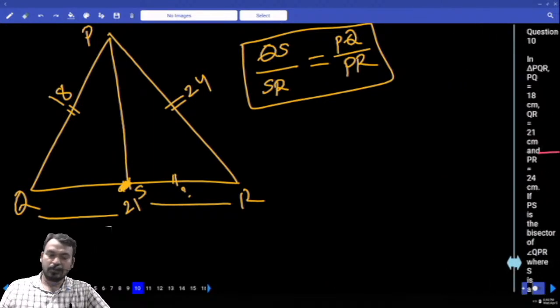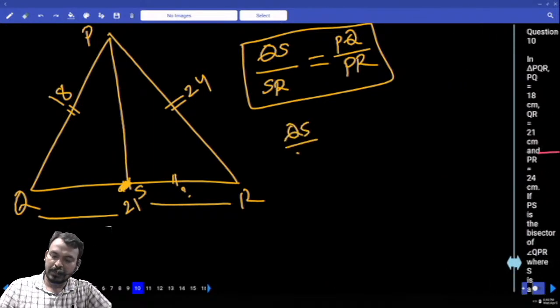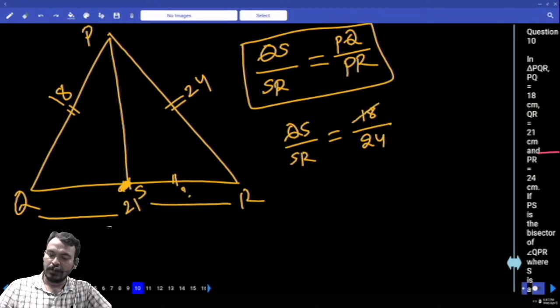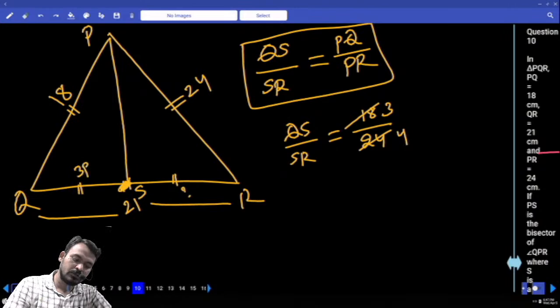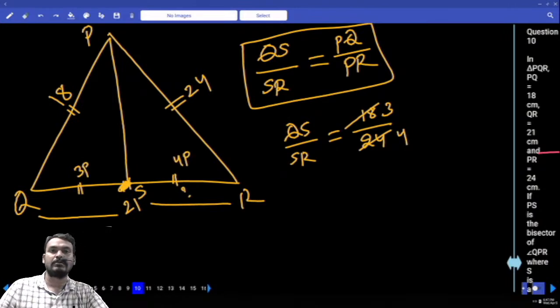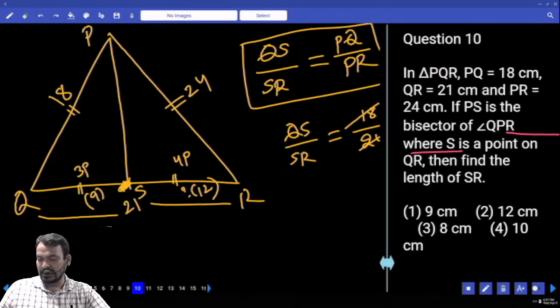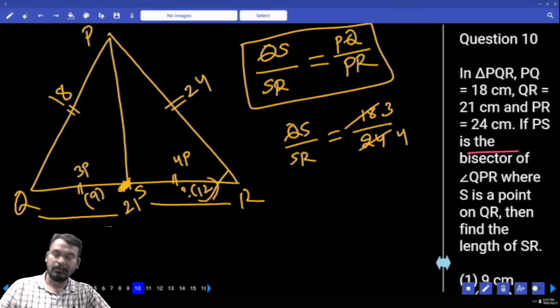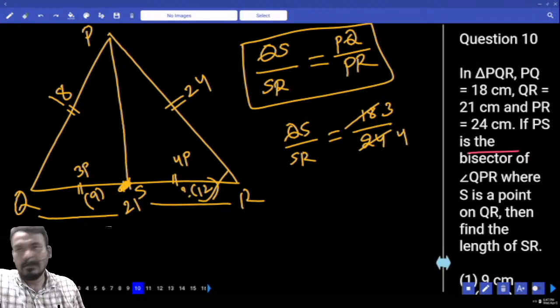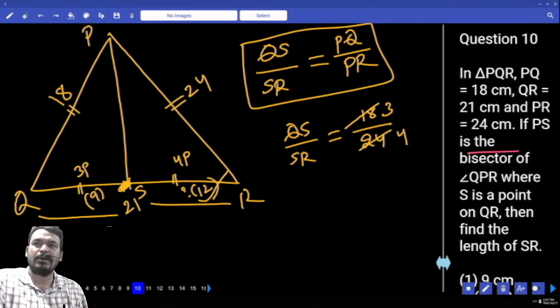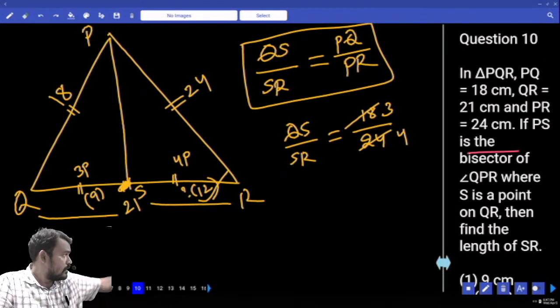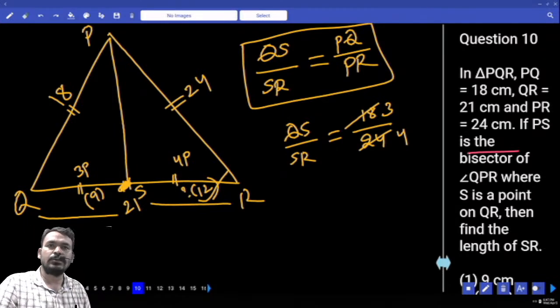What is the PQ by PR? QS by SR equal to PQ by PR. What is the PQ value? 18. PR value 24. 6 threes, 6 fours. What is the ratio? 3 parts is to 4 parts. Total how many parts? 7 parts. 7 parts is 21, so 3 parts are 9, 4 parts are 12. What is the question here? SR. What is the answer? 12. In the bisector concept, the sides are in the same ratio. If it is 3:4, this one is also in the 3:4 ratio.